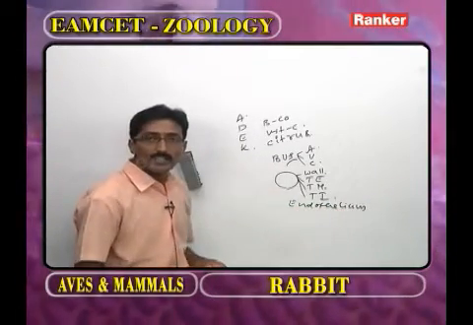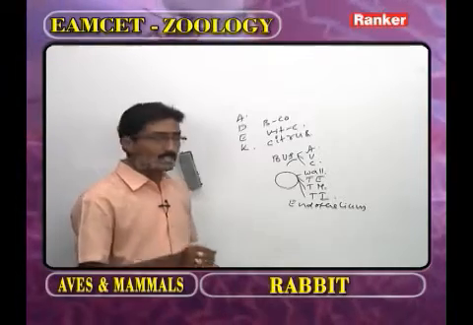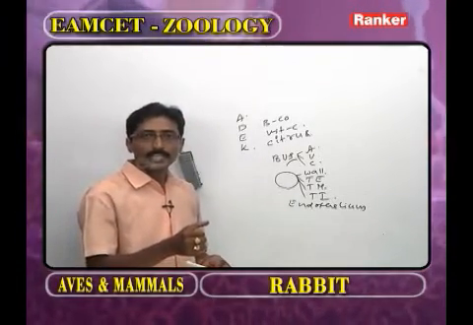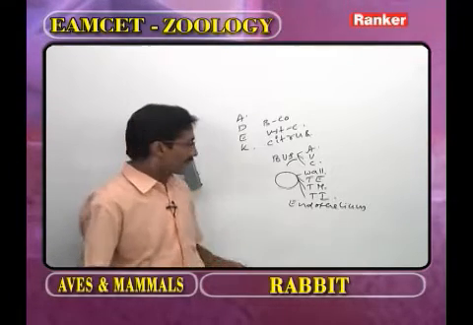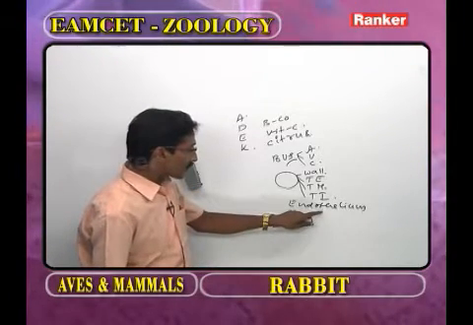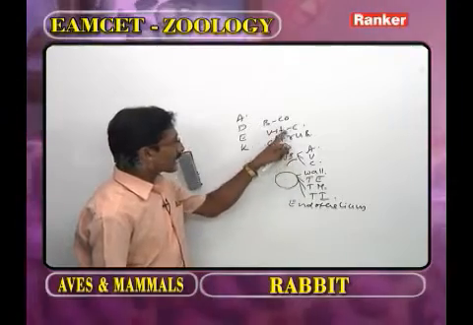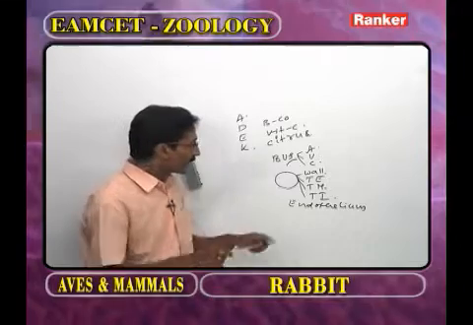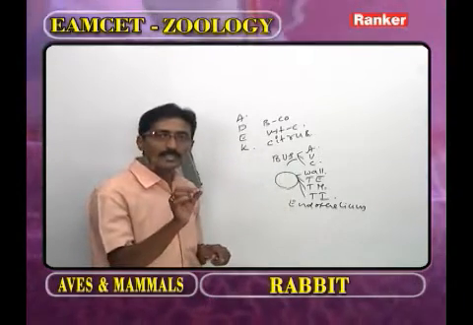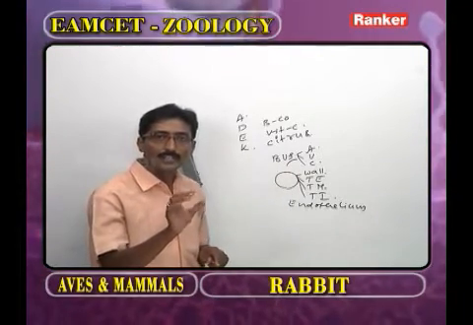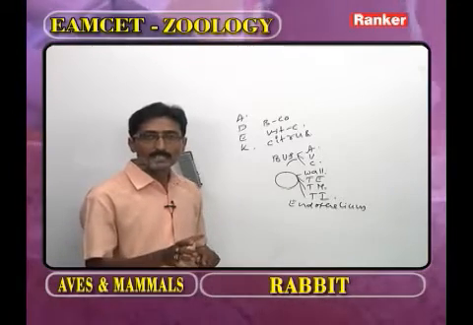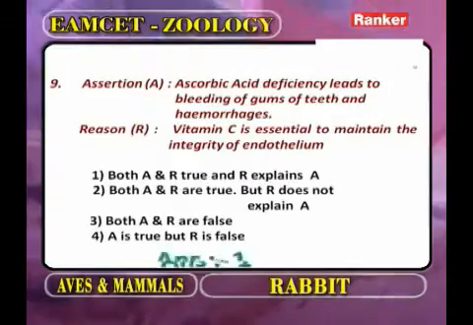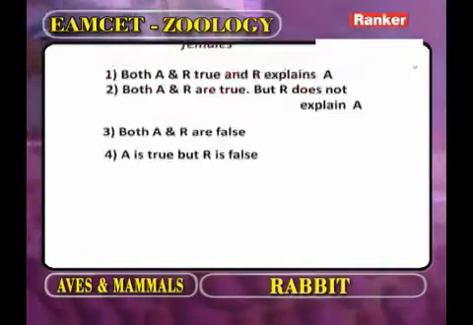Now as long as vitamin C is present, the endothelium integrity is maintained. What is the integrity? The strength of the endothelium. The integrity of the endothelium is maintained by vitamin C. If vitamin C is absent, automatically the blood vessels are subjected to hemorrhage. So we get bleeding. Based on this information, A and R are correct and R explains A. Now we go for the next question.